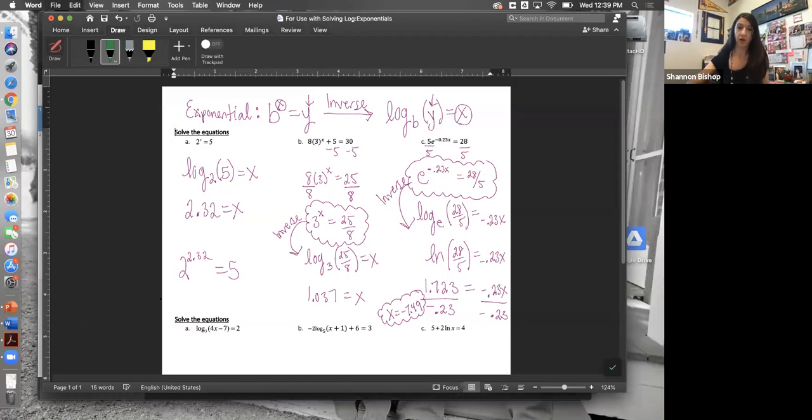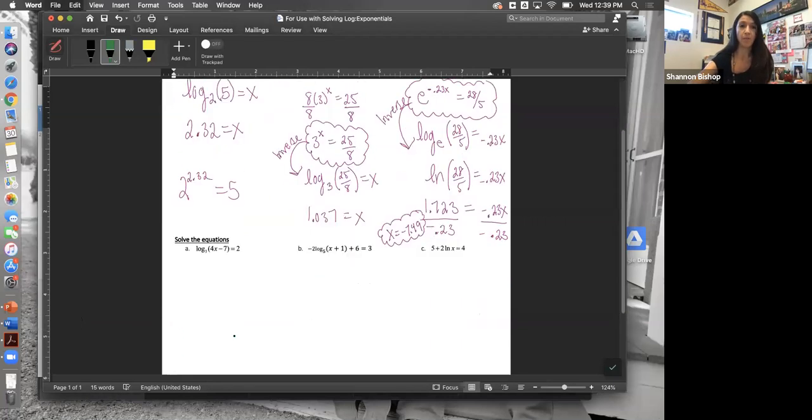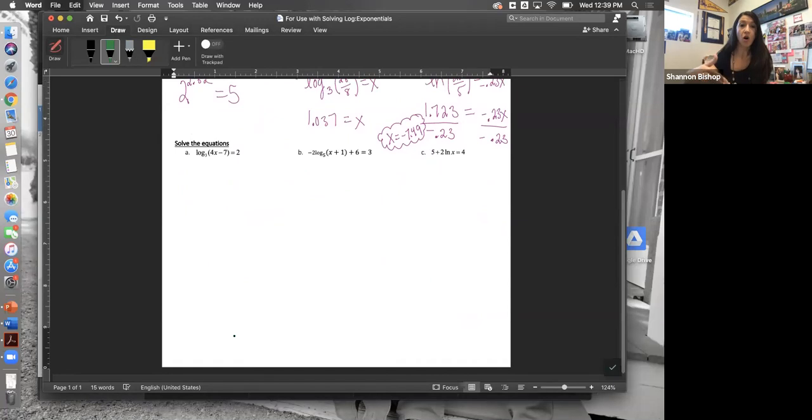Okay, so back on our document, second half now, part A, solve this equation. Check it out: the log base 3 of 4x minus 7 equals 2. Your job is to solve it. Well, if you are tempted at all to add 7 right now as your first step, wrong. Don't do it. No, incorrect. Completely incorrect. Do not add 7. Why can you not add 7?